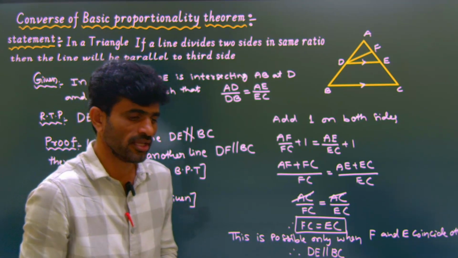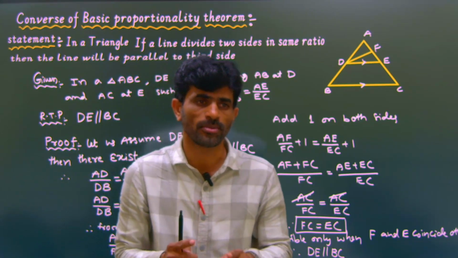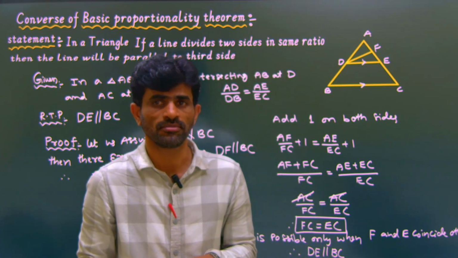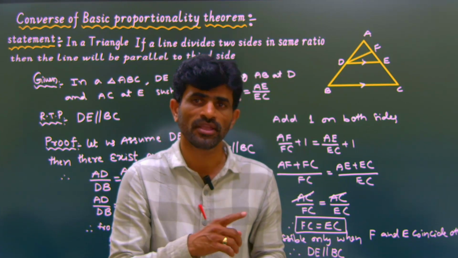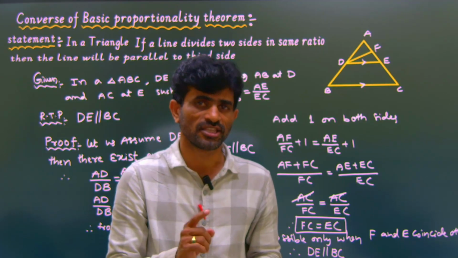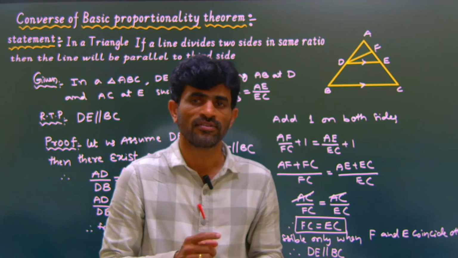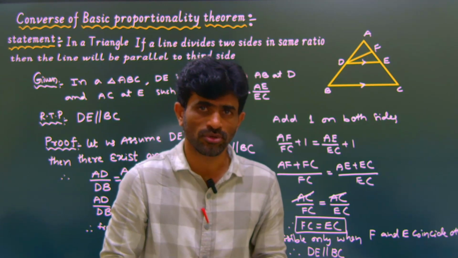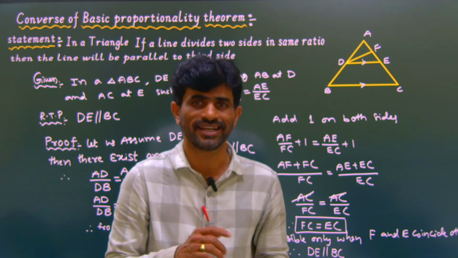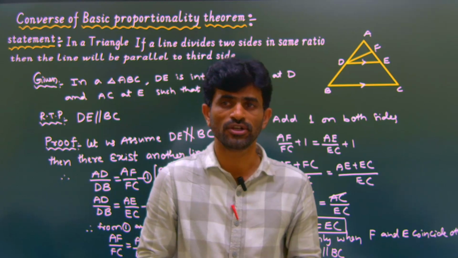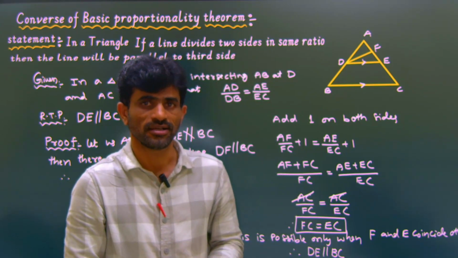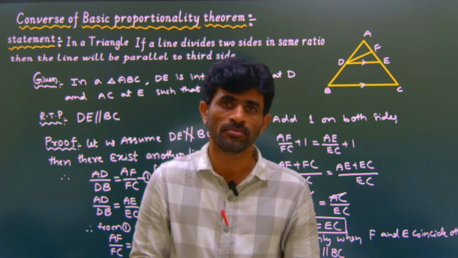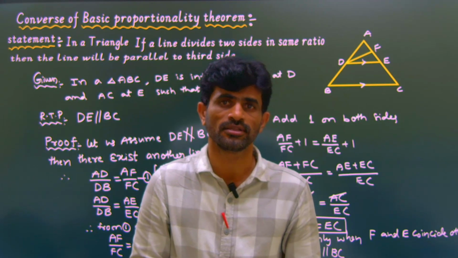So from now onwards, you have to remember this. There will be problems based on the converse of basic proportionality theorem and basic proportionality theorem. According to basic proportionality theorem, if a line is parallel, it divides other two sides in the same ratio. From the converse, if a line divides two sides in the same ratio, then it is parallel to the third side. Hope this video will help you to understand the theorem proofs and also solve the problems related to BPT and converse of BPT. Thank you.